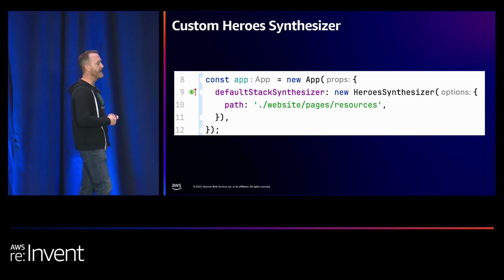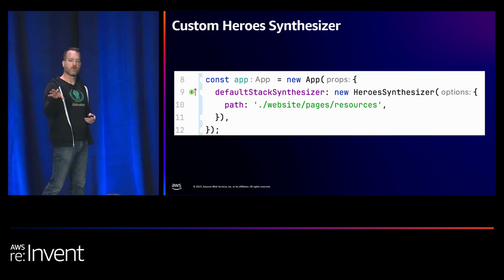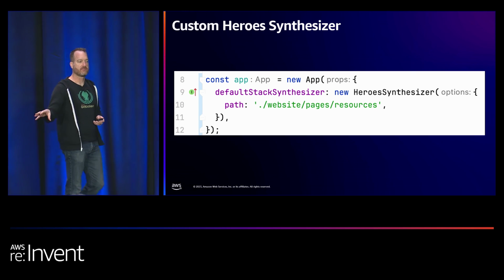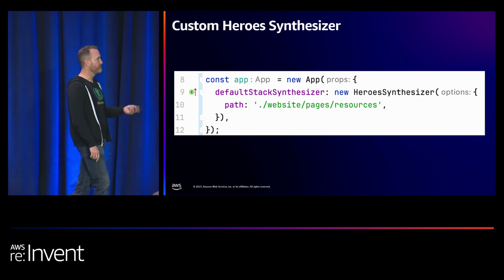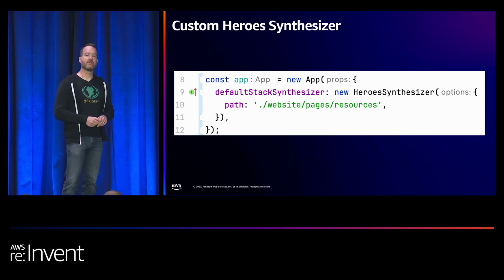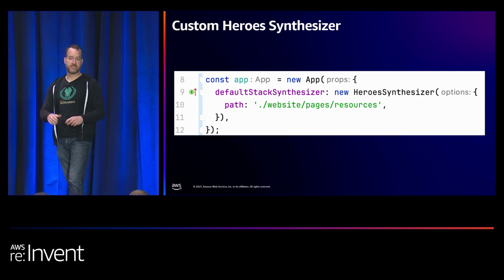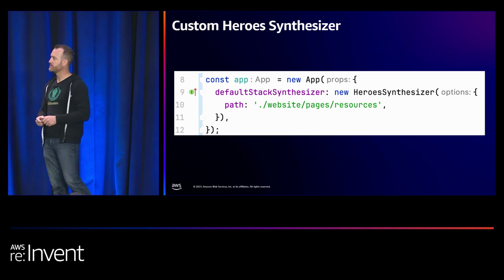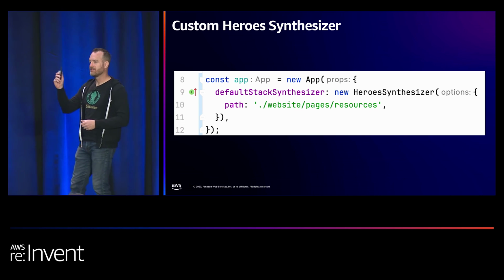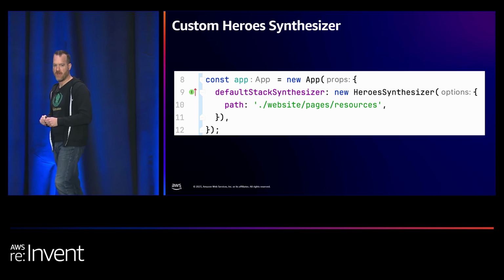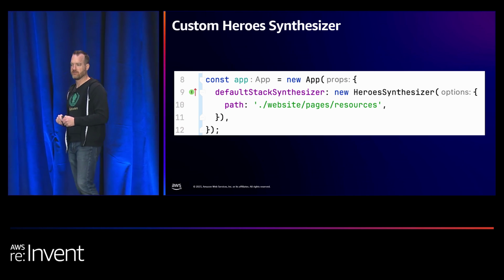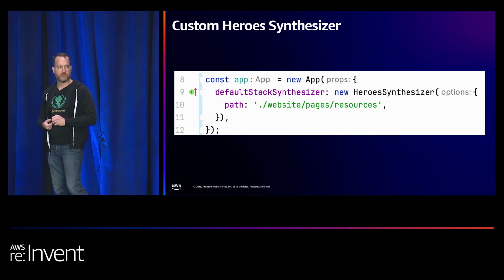In the CDK, the thing that actually does all the work to turn your CDK code into CloudFormation code is called the stack synthesizer. And you can replace it. So I created my own. And it's called the Heroes Synthesizer. Now, it actually does the same thing as the normal default stack synthesizer, but it's additionally going to dump a couple of JSON files into that given path. And if you notice, that given path is actually the same website that I build and deploy out as my website.